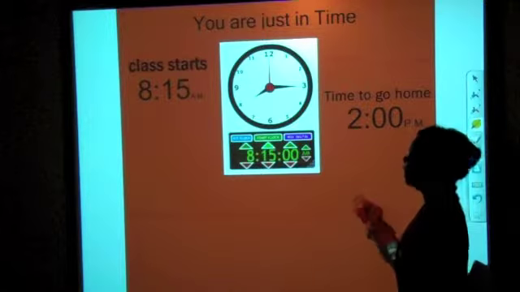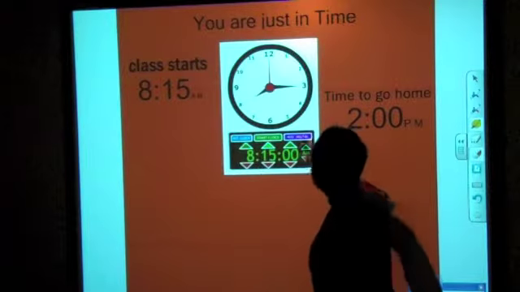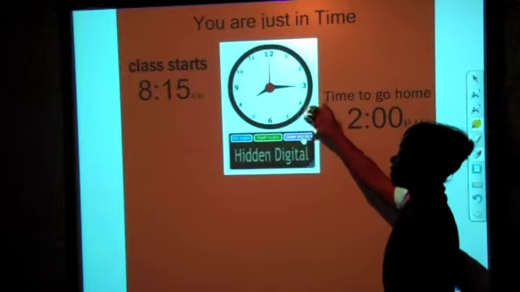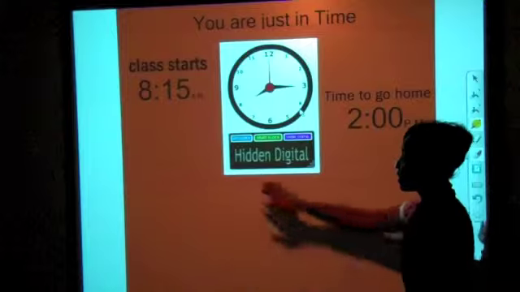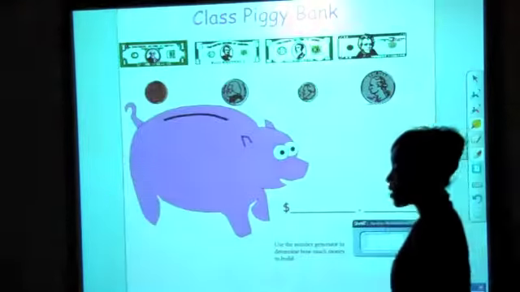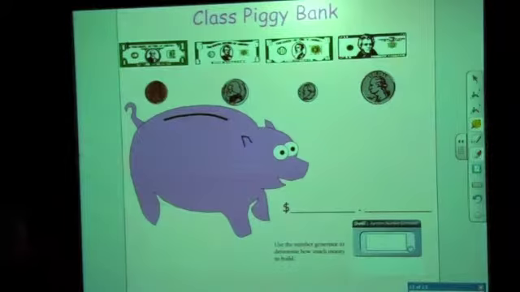So we also have this clock here. You can hide the digital and just let the students tell time by using just the regular clock itself and not by using the digital way as well. And our next slide will be presented by Ms. Pamela.